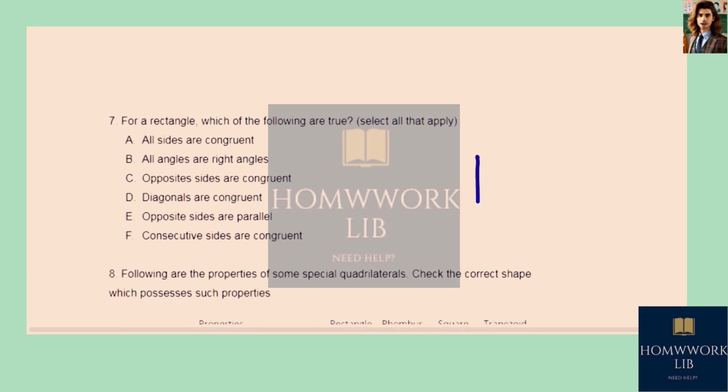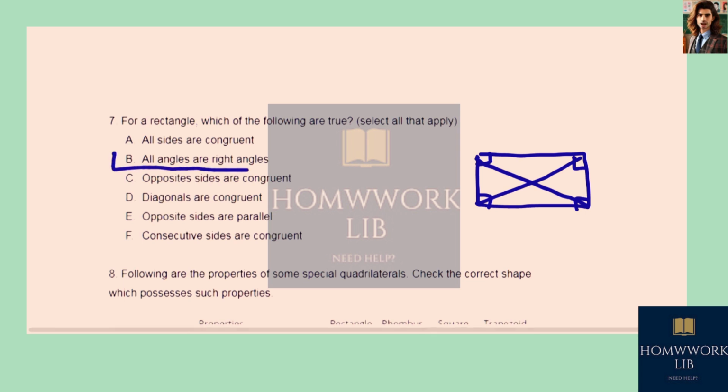If we think about a rectangle, it's defined as having four right angles. It is a parallelogram. All sides do not have to be congruent, even though they can sometimes be when it's a square, but it's definitely all angles are right angles. That's its definition. Opposite sides are the same length.